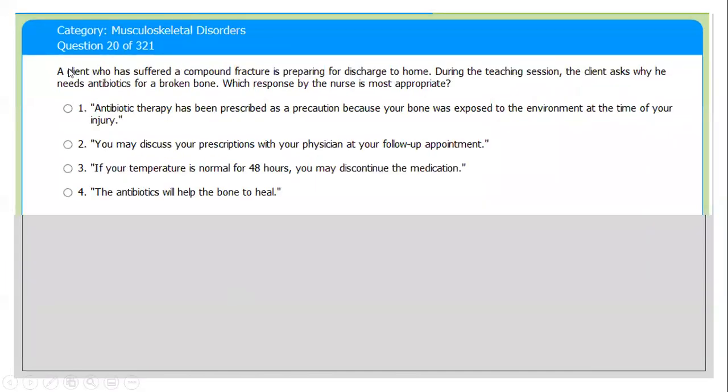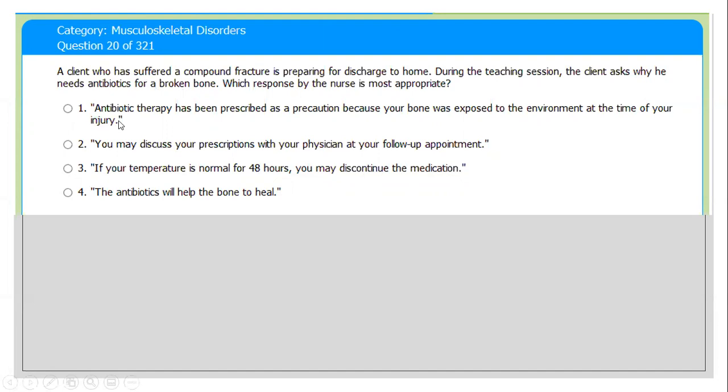Next question here. A client who has suffered a compound fracture is preparing for discharge to the home. During the teaching session, the client asks why she needs antibiotics for a broken bone. Which response by the nurse is the most appropriate?